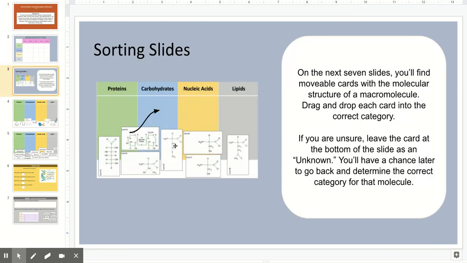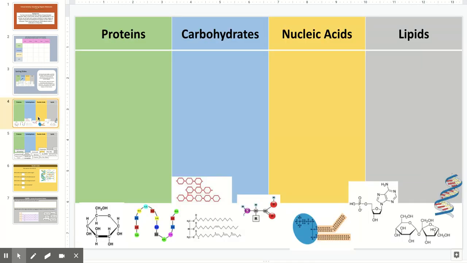In the next slide, this explains that you're going to be sorting. You're going to have some slides that contain different images, and you're going to click on the image, and when it gets highlighted, you can actually drag it and move it around. Clicking on it, it'll highlight all in blue, and then you can slide it around. You're going to group all of these pictures into proteins, carbohydrates, nucleic acids, or lipids.